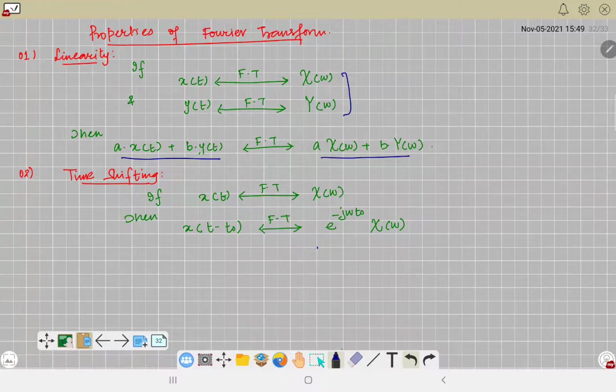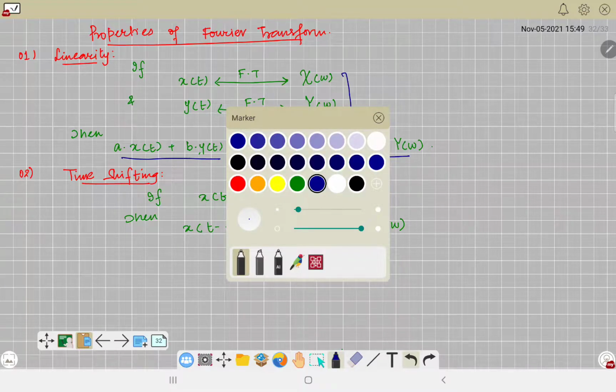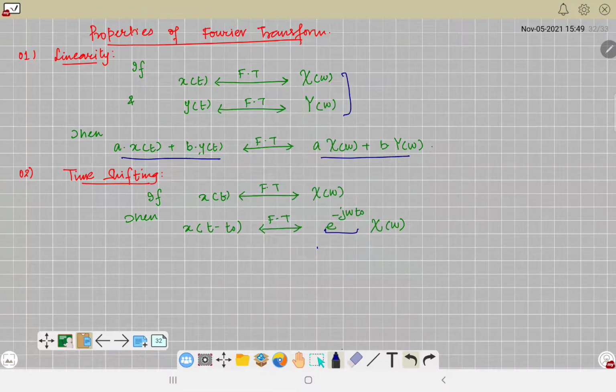So if x of t has a Fourier transform of X of omega, then if you time shift it by some unit, it will be this exponential factor multiplied by the Fourier transform of the original x of t. You can simply prove it. It's a kind of a similar proof that we did there. So let me just quickly go through it.